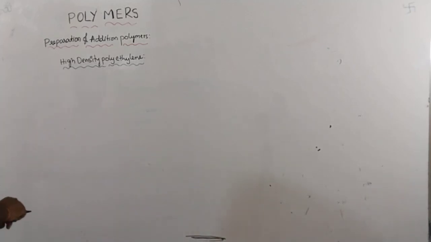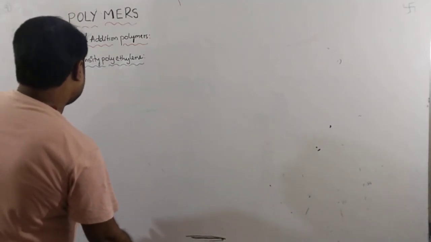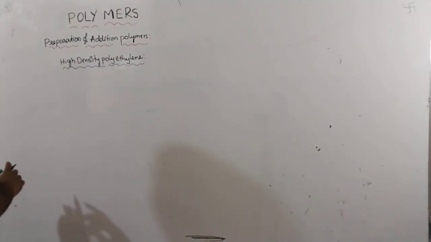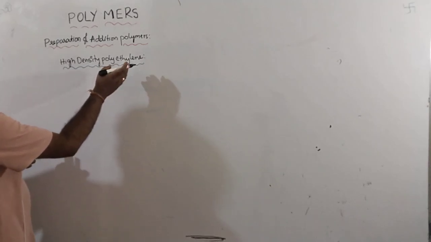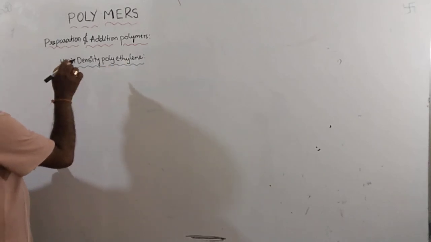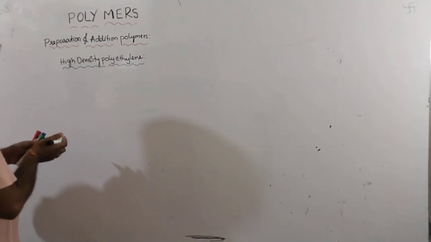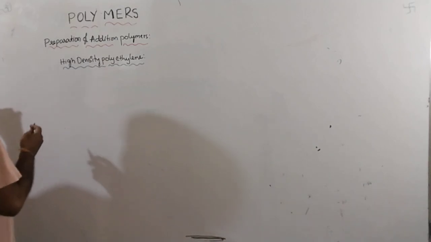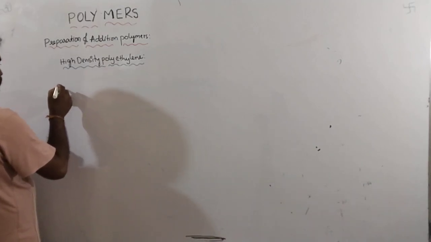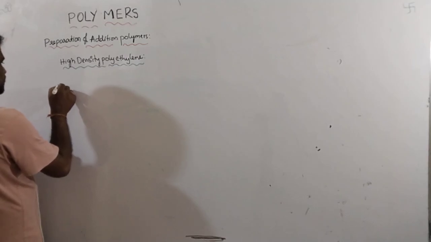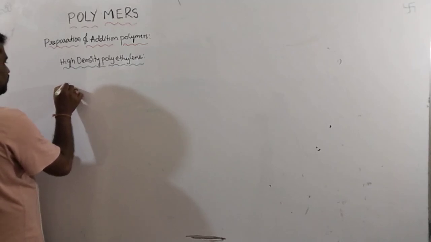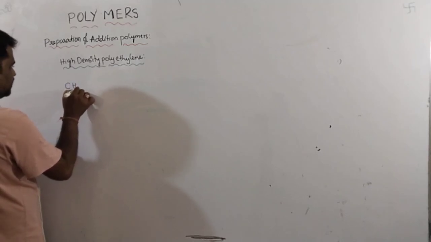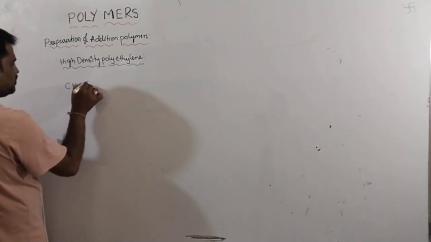We have already discussed the preparation method of low density polyethylene. Now we are going to discuss high density polyethylene in addition polymerization. In addition polymerization of high density polyethylene, the monomer is ethylene, with repetitive addition of ethylene monomers. Here I am taking CH2=CH2.